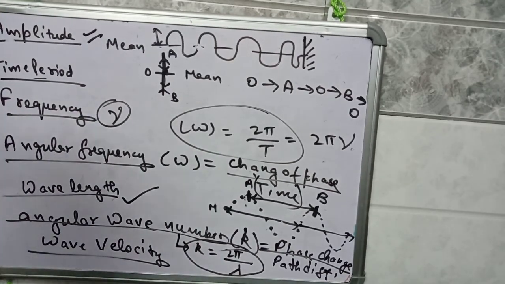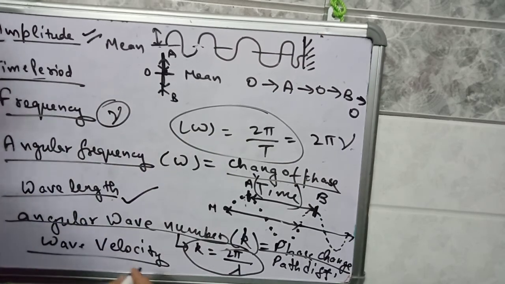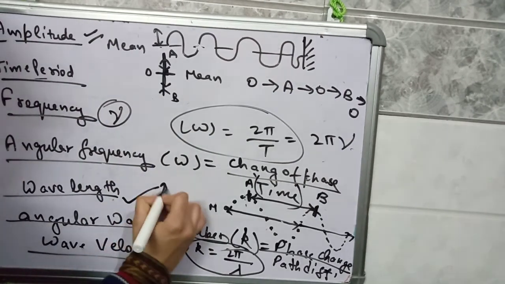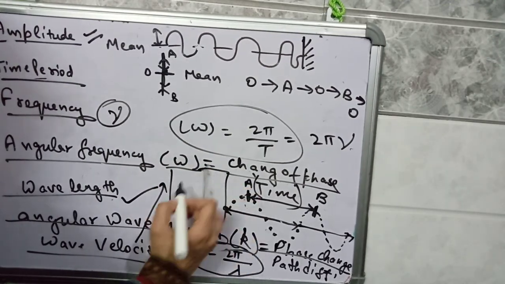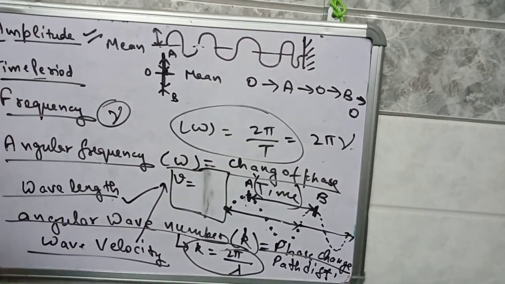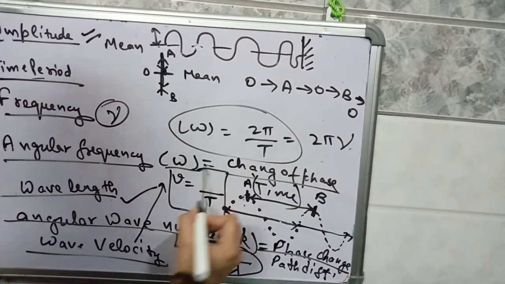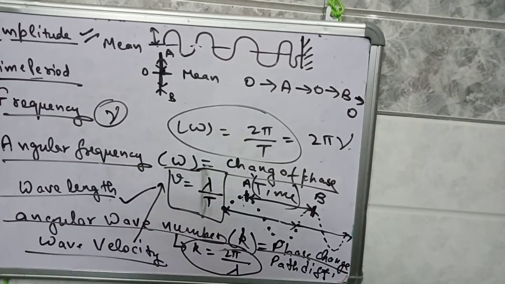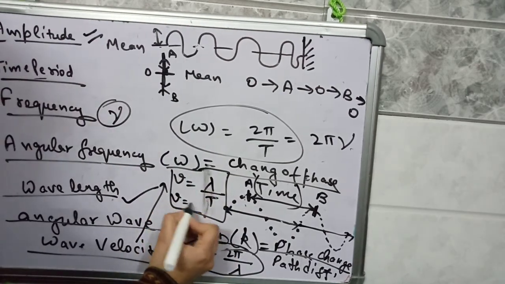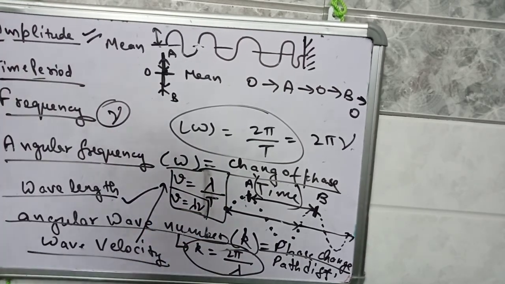Okay, next is wave velocity. So what is wave velocity? Wave velocity is the distance covered by a wave per unit time. Wave velocity is denoted by v. So what is wave velocity? Distance covered divided by time. So if you take the time taken as the time period T, how much distance is covered in T time period? Lambda. So v equals lambda divided by T. So what is 1 by T? 1 by T is frequency. So v equals lambda nu is the wave velocity.